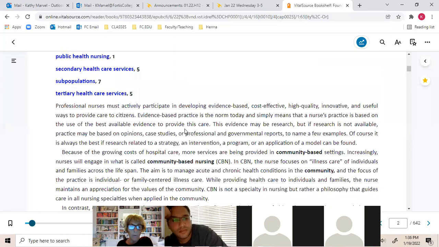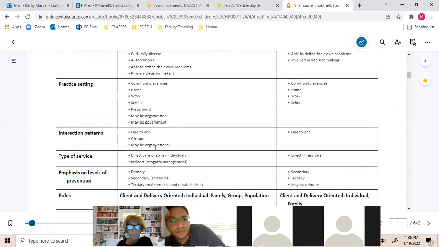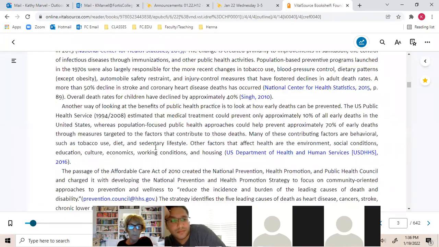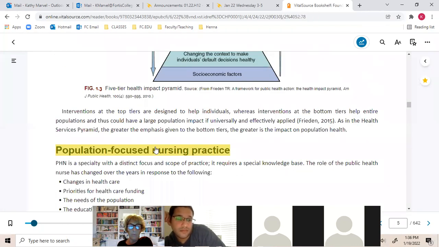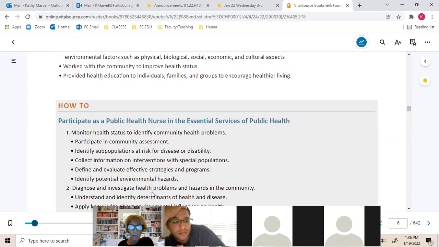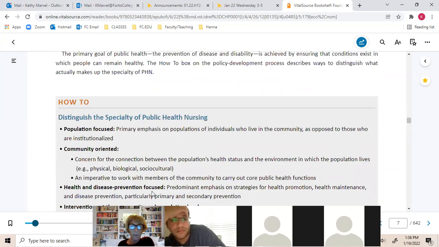Okay, let's go back to another objective. We did the core functions. What's the role of the public health nurse? There's a whole section in here on the role of the public health nurse. Here's objective number 4, population focused nursing. It's in your PowerPoint, but if you want to read more about it, go to the book and read that section. Okay, so again, I'm going through here.